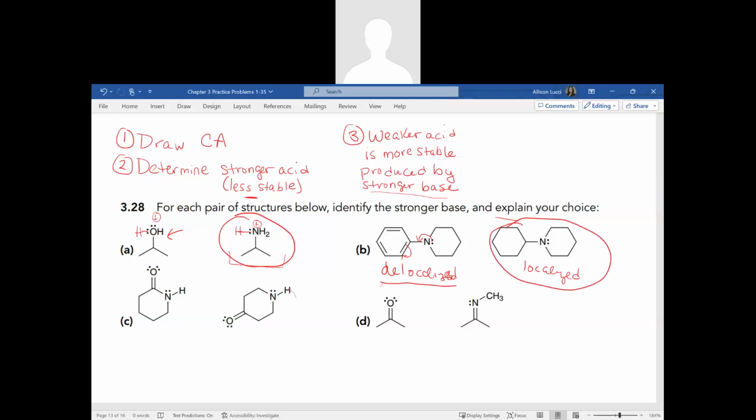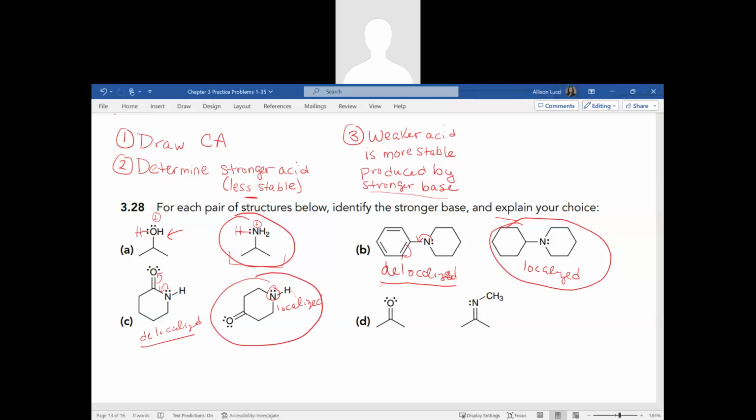So let's take a look at C here. In the first structure, we have a lone pair on nitrogen that is able to be resonance stabilized. So this is a delocalized lone pair. And then over here, this nitrogen has a localized lone pair. So once again, the first compound will be the weaker base because the lone pair is less available due to being delocalized. And then this will be our stronger base with the localized lone pair.